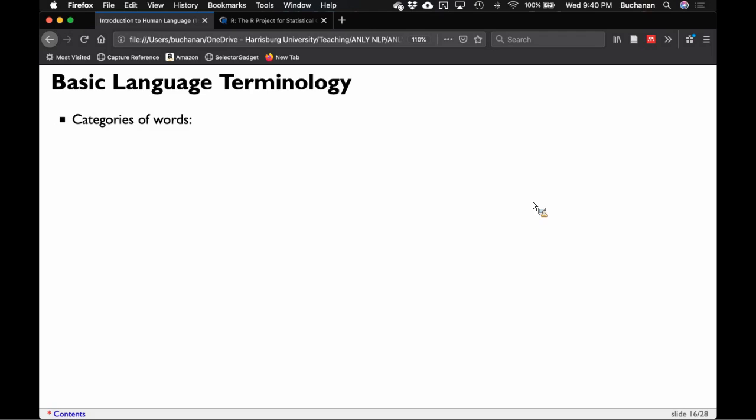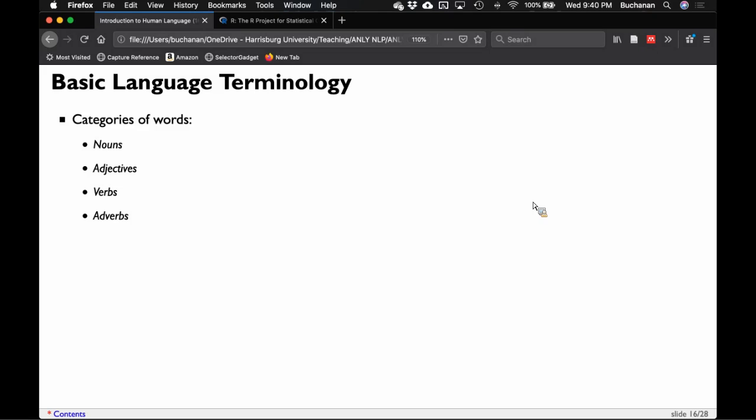All right, so some basic language terminology. So what are words? Right, they're nouns, the big four, adjectives, which modify nouns, verbs, which are the action words, and adverbs, which modify verbs. Okay, I'm going to call these the big four all semester. They are the content pieces. They tell us what is happening in text.